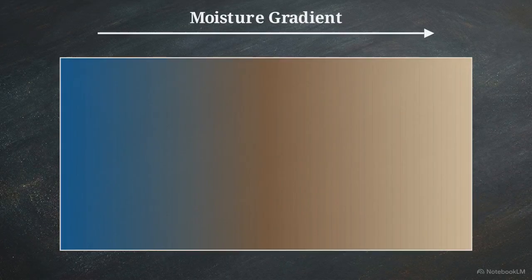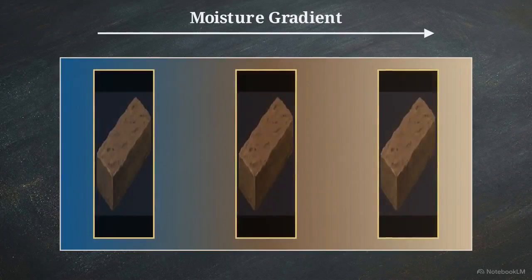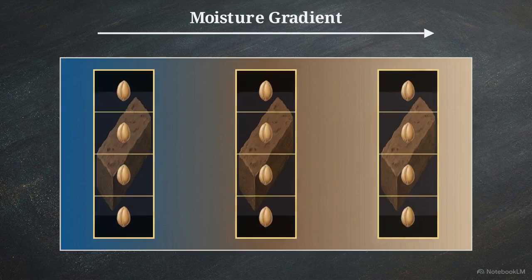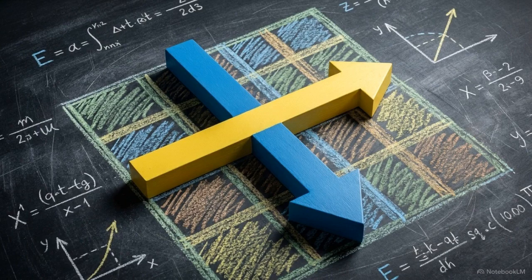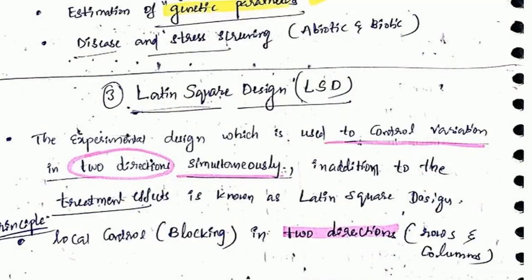The core logic of RBD relies on orientation. You must place your blocks perpendicular to the field gradient. This ensures that all the plots inside a single block share the exact same soil conditions. But what if your field slopes downward while also getting sandier from east to west? When variation hits you from 2 different directions simultaneously, you have to upgrade to the Latin square design.